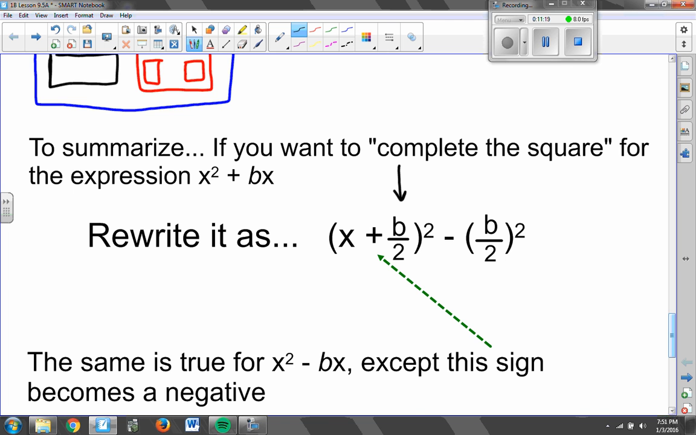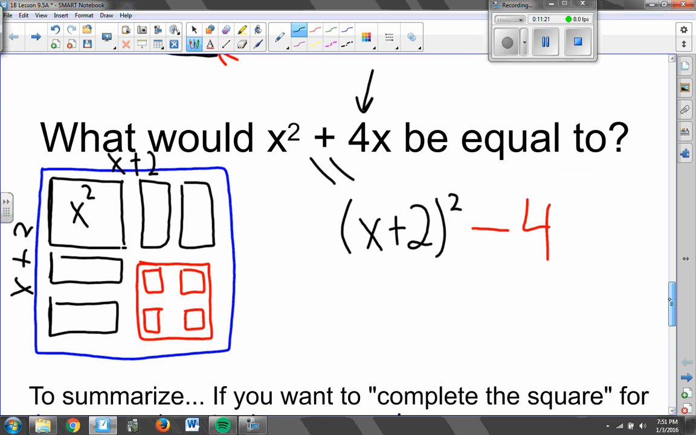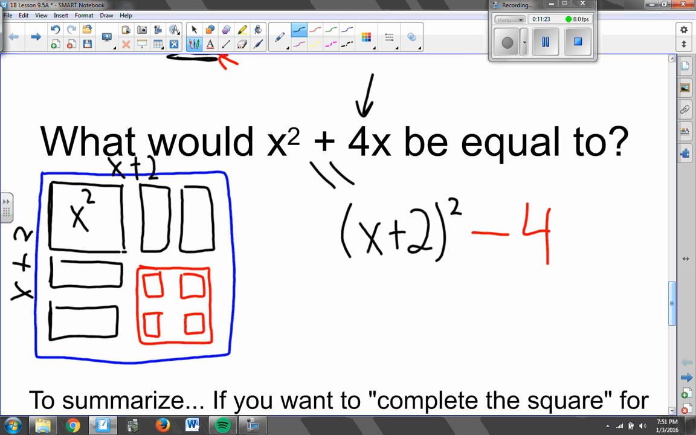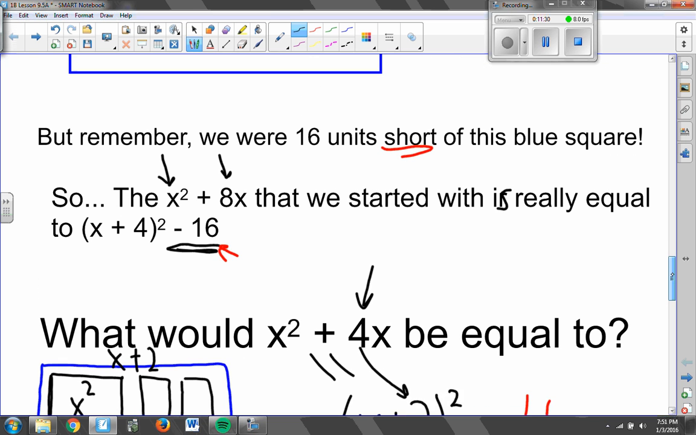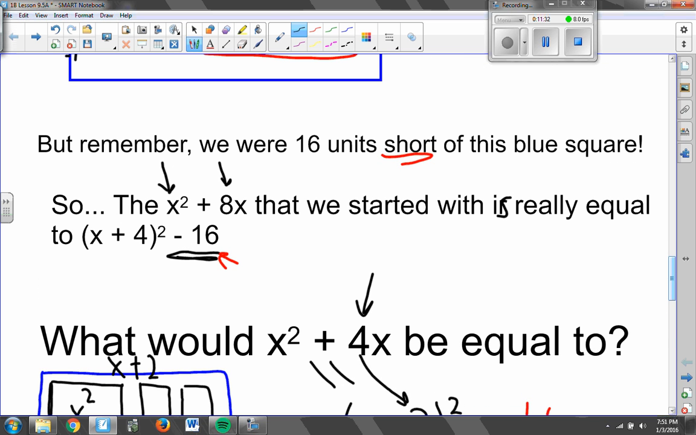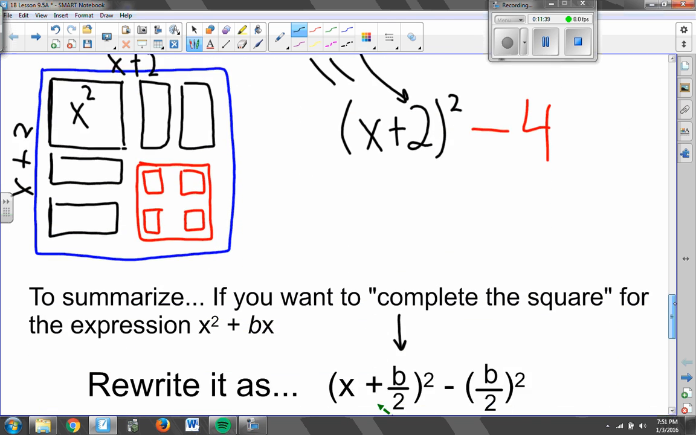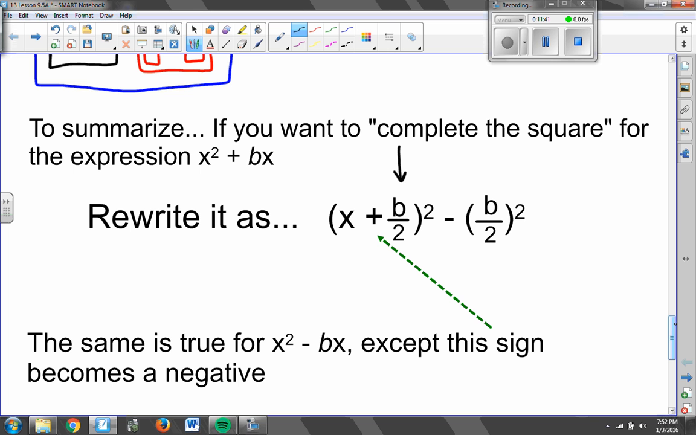I want you to notice, if I go back up real quick, that x squared plus 4x became x plus 2, because 4 cut in half gives me 2. And the same thing up above, x squared plus 8x became x plus 4 squared, because 8 divided by 2 is 4. So you cut your b number in half, b divided by 2, and it's x plus b divided by 2 squared minus whatever that b divided by 2 number was squared.